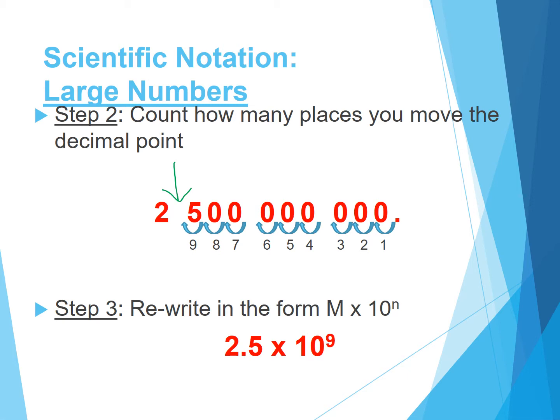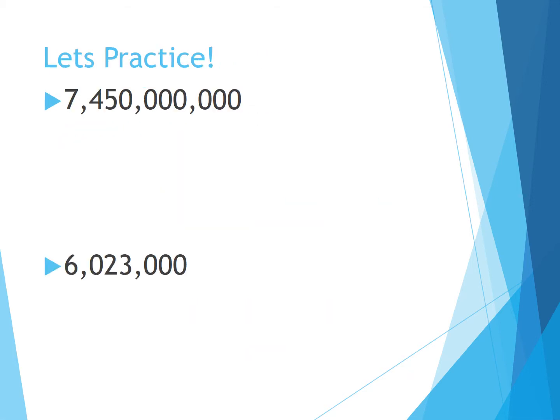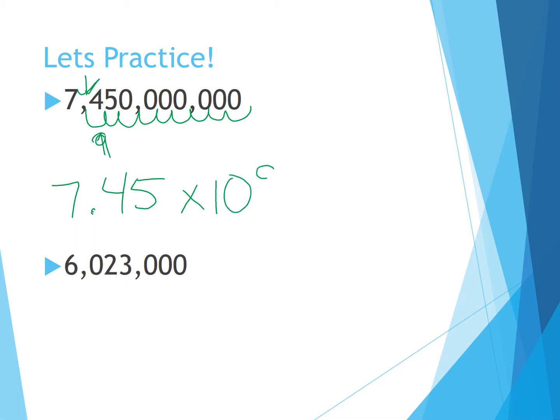Then we're going to rewrite it in the form of m times 10 to a power. All right, so let's practice that. So the first one, remember we want one number in front of the decimal point, so we're going to put it right here, so that only the 7 is there. And then we're going to move it from the end. So it's going to be 1, 2, 3, 4, 5, 6, 7, 8, 9. That's 9 times 10. So let's rewrite it in the correct form. So it's 7.45 times 10 to the 9th.